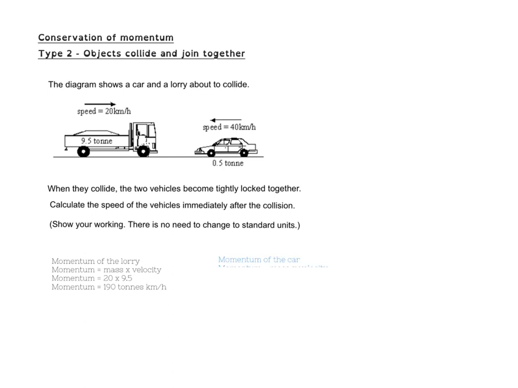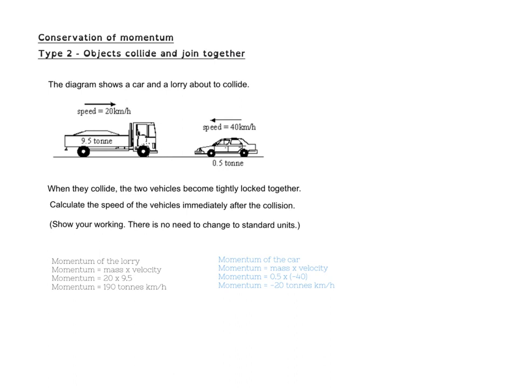The next thing to do is to find the momentum of the car. So we're going to use momentum equals mass times velocity again. We're now going to use the 0.5 for the mass of the car multiplied by the minus 40. The reason it's a negative 40 is because the car is travelling in the opposite direction to the lorry, so you've got to indicate that by using a minus. So 0.5 times minus 40 is minus 20 tonnes kilometres per hour.